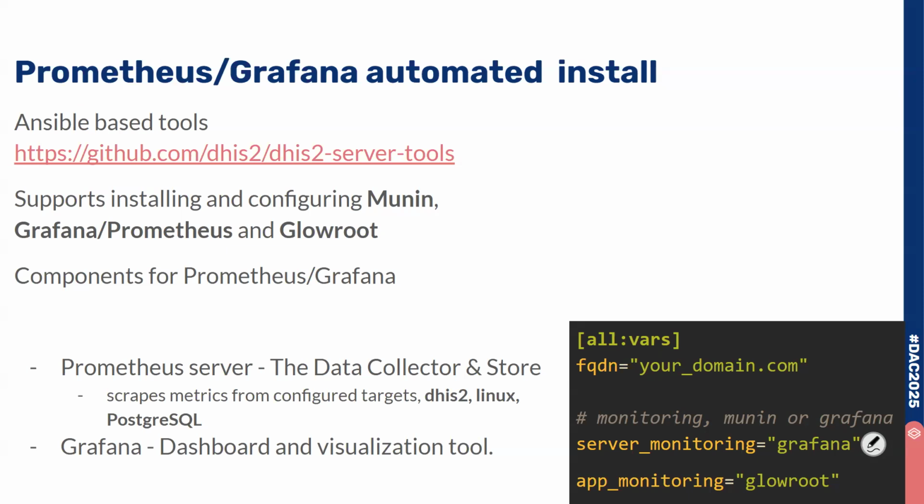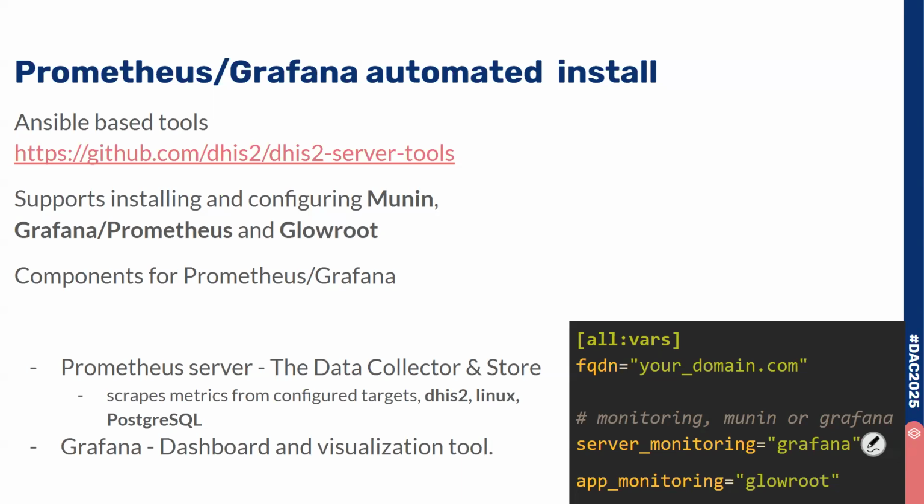It enables you to set your preferred monitoring tool. And as you can see here, you can either set it to Munin or Grafana, and for the DHIS2 instance, you can use an app monitoring tool called Glowroot. So you're going to have an app monitoring tool, Glowroot, and either Munin or Grafana. For Munin, you don't need to do much. It's pretty straightforward setting it up, and it's also easy to configure.